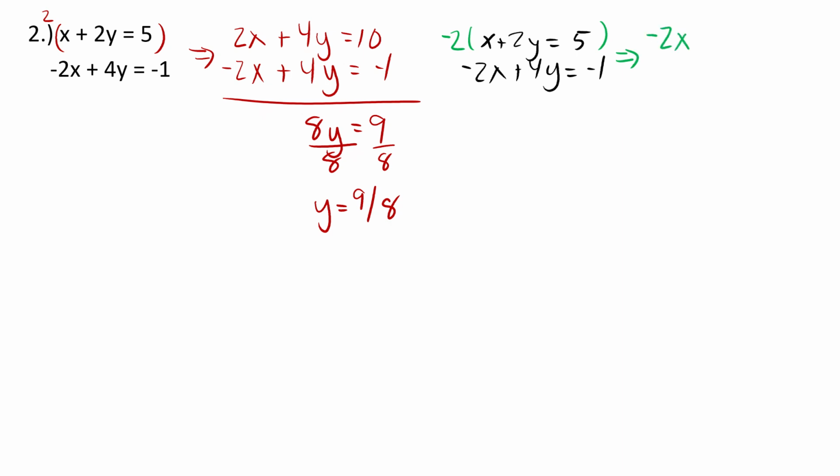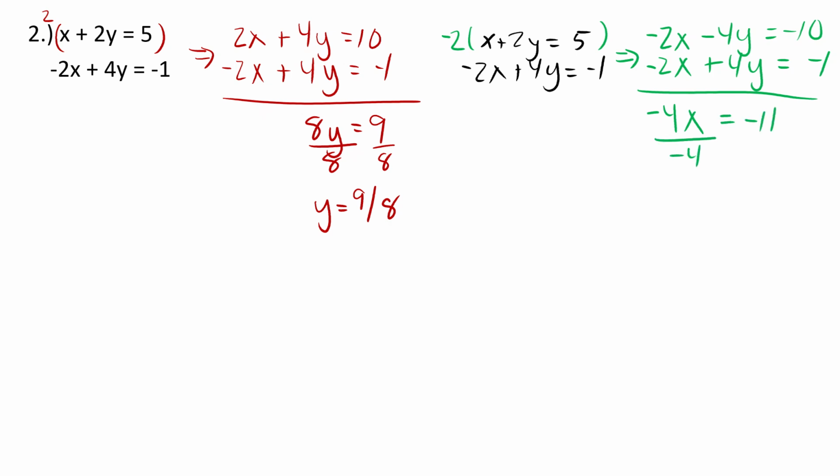So I'll have negative 2x minus 4y equals negative 10. And then negative 2x plus 4y is equal to negative 1. Negative 2x plus negative 2x is negative 4x. Negative 4y plus 4y is 0. And negative 10 plus negative 1 is negative 11. A negative divided by a negative is a positive. And so this will be positive 11/4.